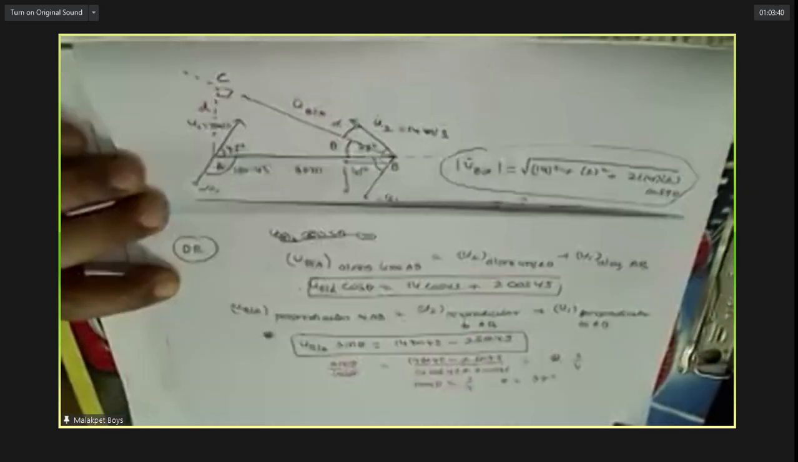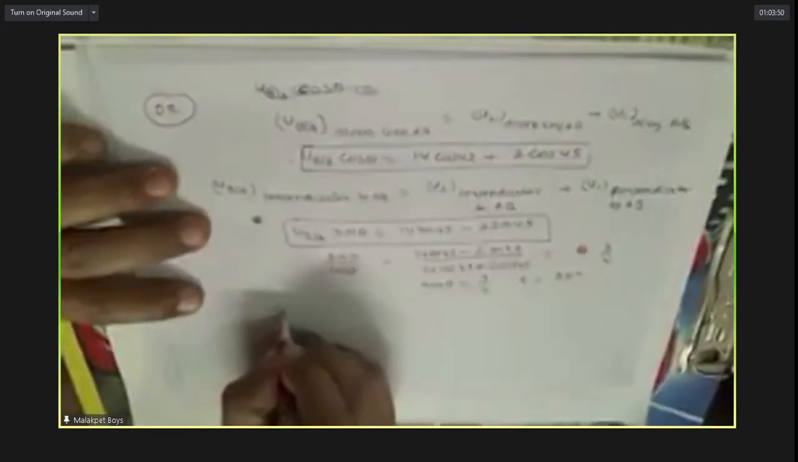Three by 4 you will get. So tan theta is how much? Theta is how much? 37 degrees. Do you agree with this, boys? Yes, sir. The easiest way you'll get theta.